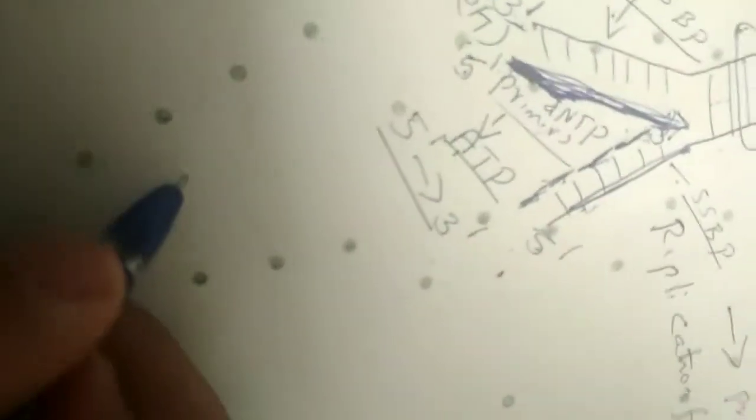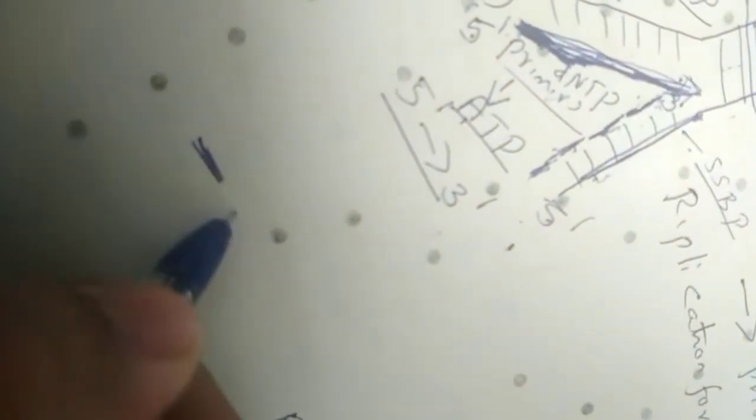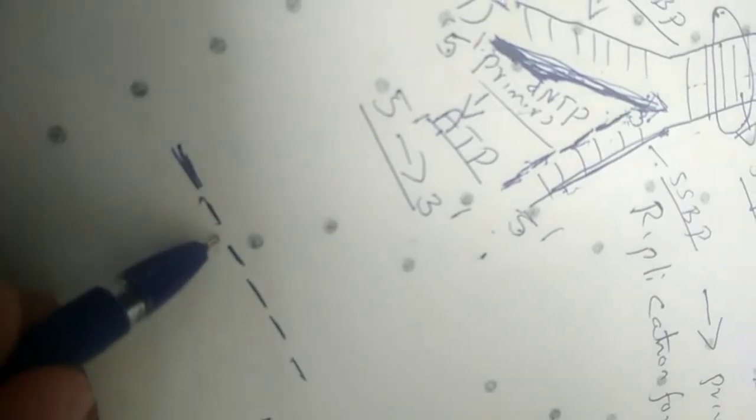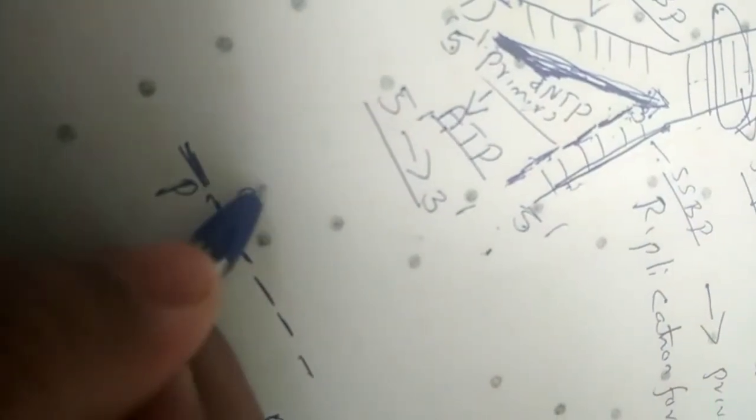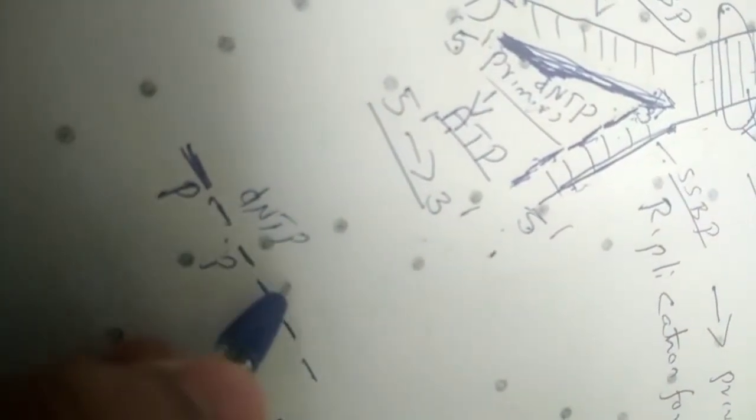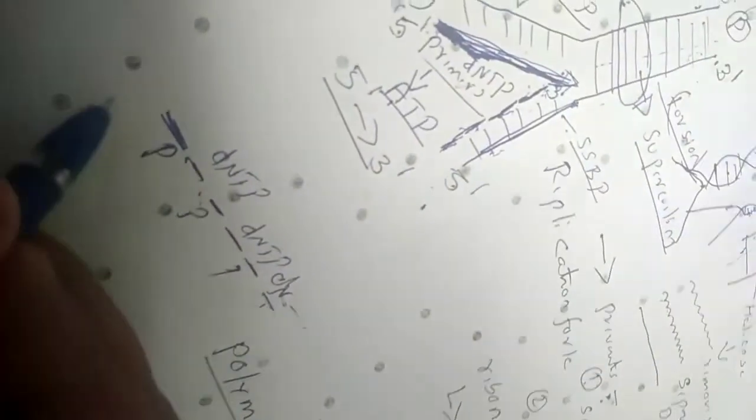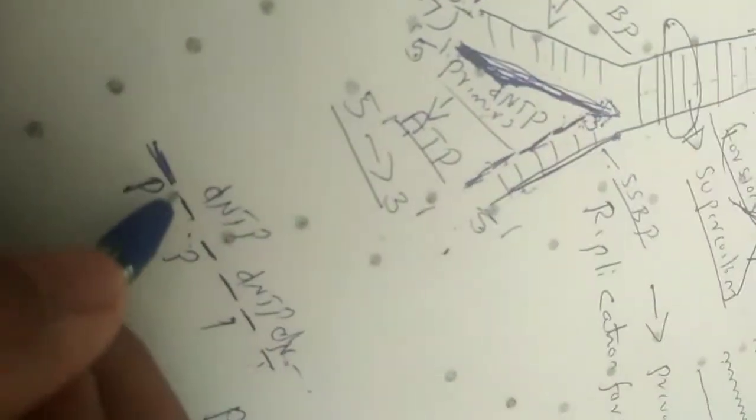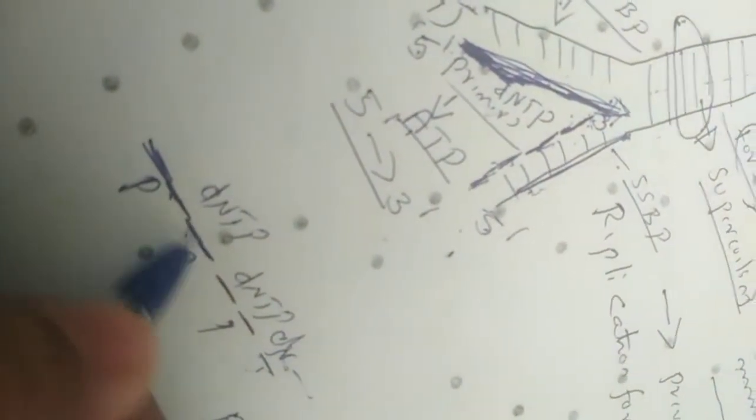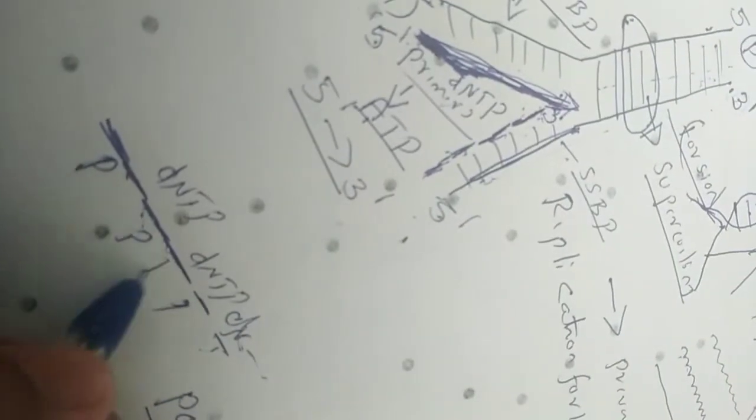Still, let me draw a correct diagram. This is the primer, this is the dNTP, primer, dNTP, primer, dNTP, in this fashion. But still you can see the gap between the primers. So a gap is seen. This gap is now filled by a special enzyme called DNA ligase. So ligase will come and join it.